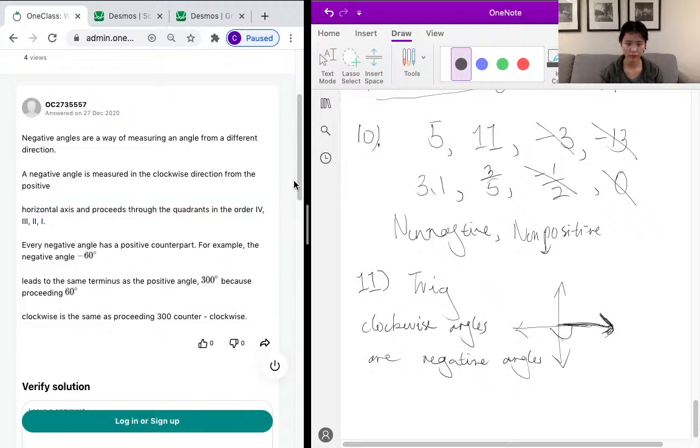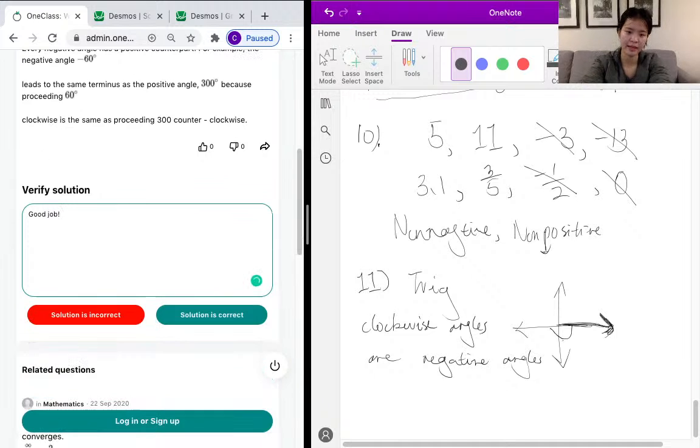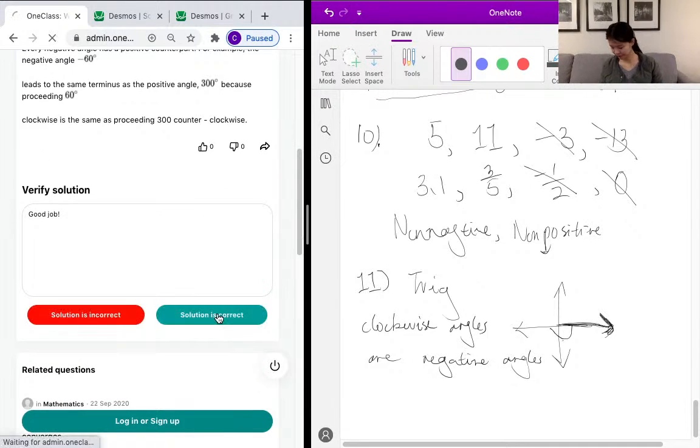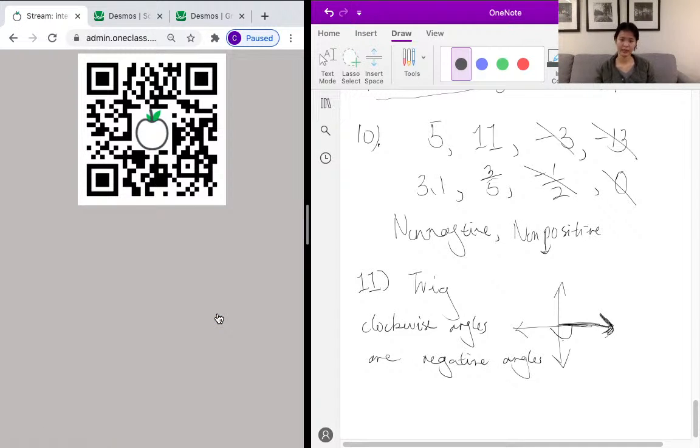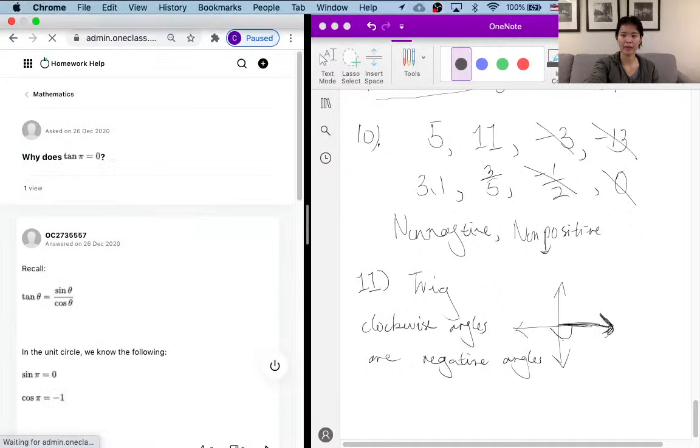Cool. Let's just say, good job, and say the solution is correct. Nice. Now let's move on to our 12th problem.